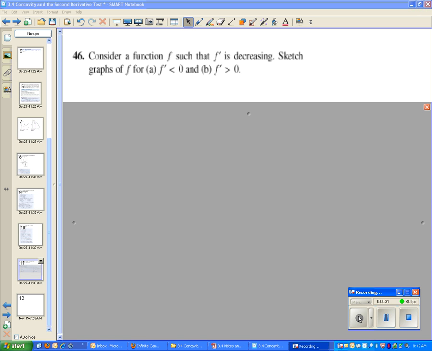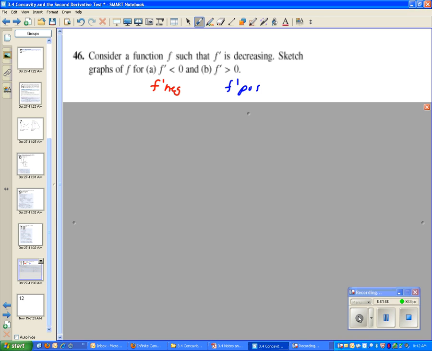And 46 says, consider a function f such that f prime is decreasing. Sketch graphs of f for f prime being less than 0 and for f prime being greater than 0. So in other words, f prime is decreasing. We want to sketch one graph where f prime is negative and a different graph where f prime is positive.